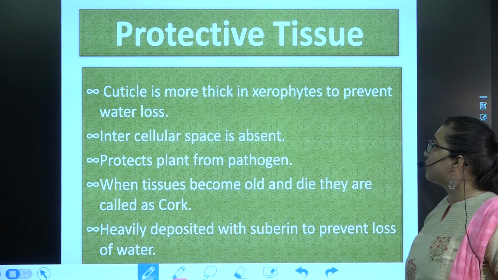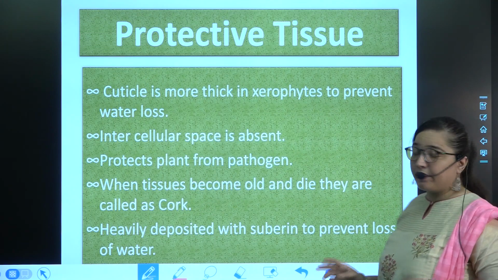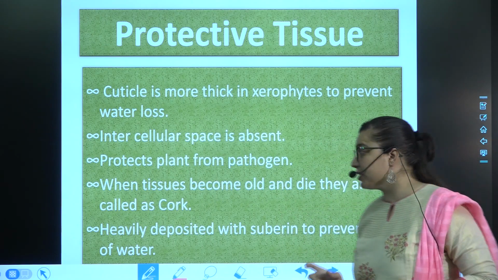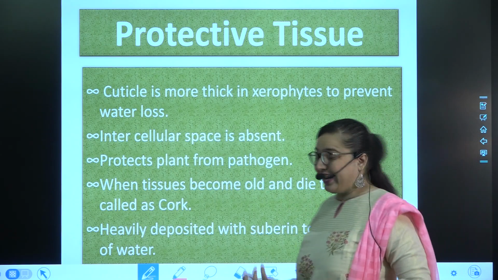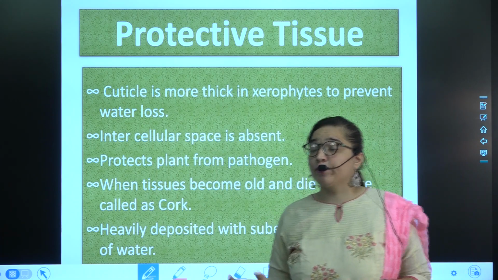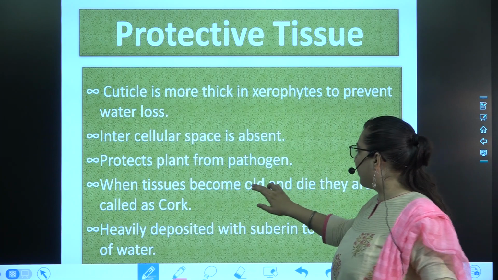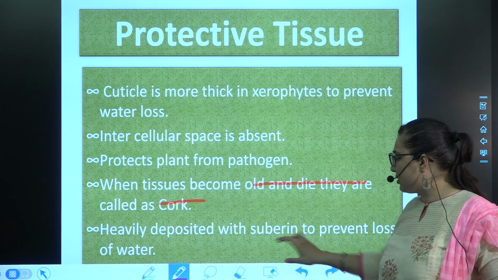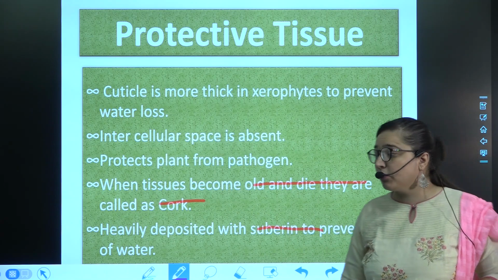Okay, the cuticle is thicker in xerophytes, why? To prevent the loss of water. Again, intercellular space is absent. It is an important word. Protect plant. When the tissues die and become old, they are called cork, and they are heavily deposited with suberin to prevent the loss of water.